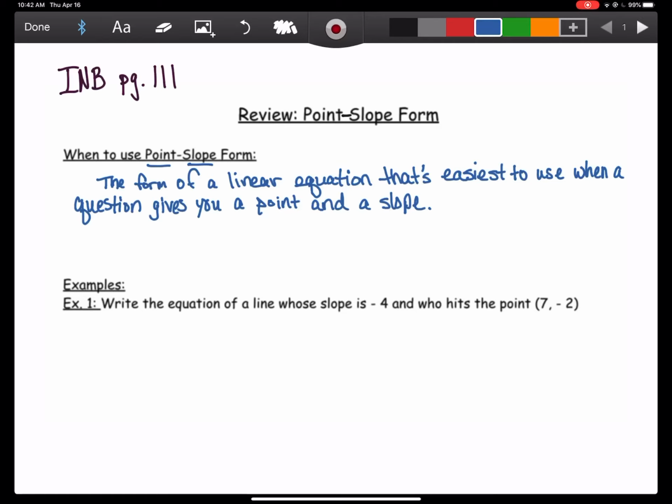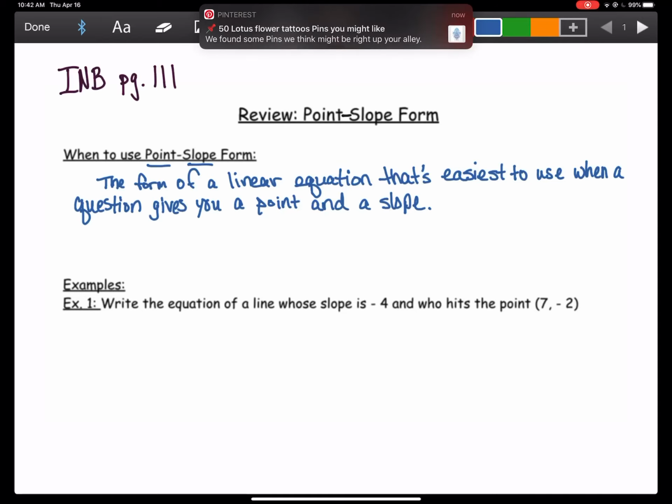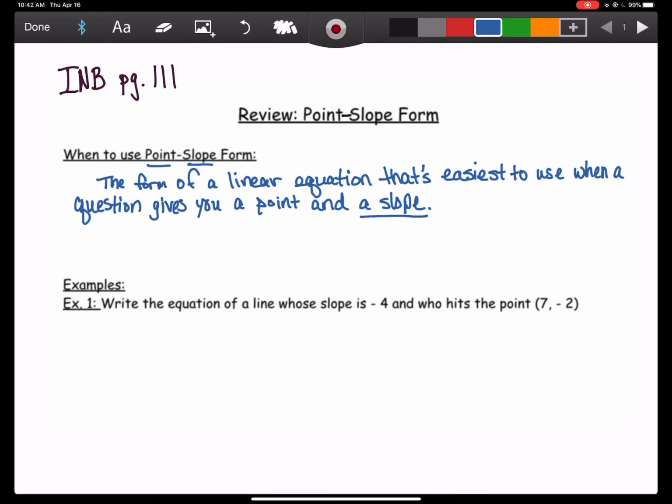And although this says it's the form that's easiest to use when the question gives you a point and a slope, the thing about the slope is they might give you a specific slope, or they might give you information about your slope. And we'll see that today too.